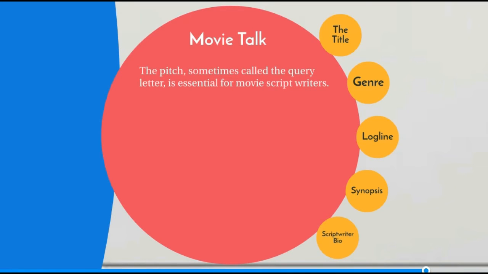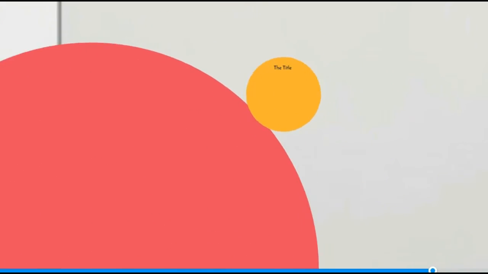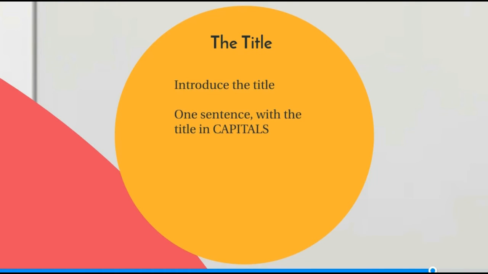The guiding principle is simplicity. The letter must be short and hook the reader from the very beginning. The object is to get the agent or producer to ask to read the movie script. Let's take a look at the structure of the perfect pitch letter. First of all, introduce the title of the movie. This is simply done in one sentence, and the title of the movie is in capital letters.